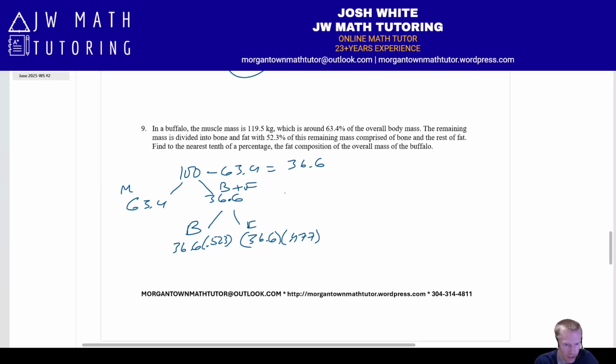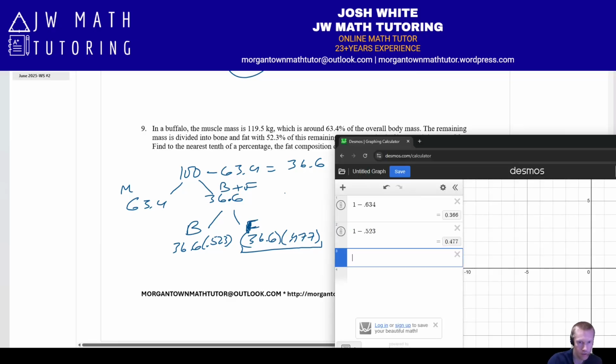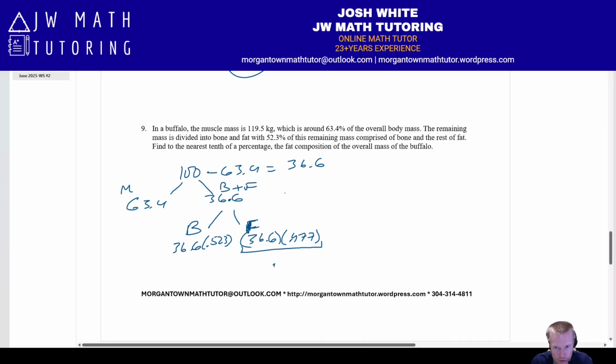So essentially, we want to find, to the nearest tenth of a percentage, the fat composition of the overall mass of the buffalo. So technically all you have to do now is just multiply these 2 things together, and that should give us our answer. And there it is, 0.174582.